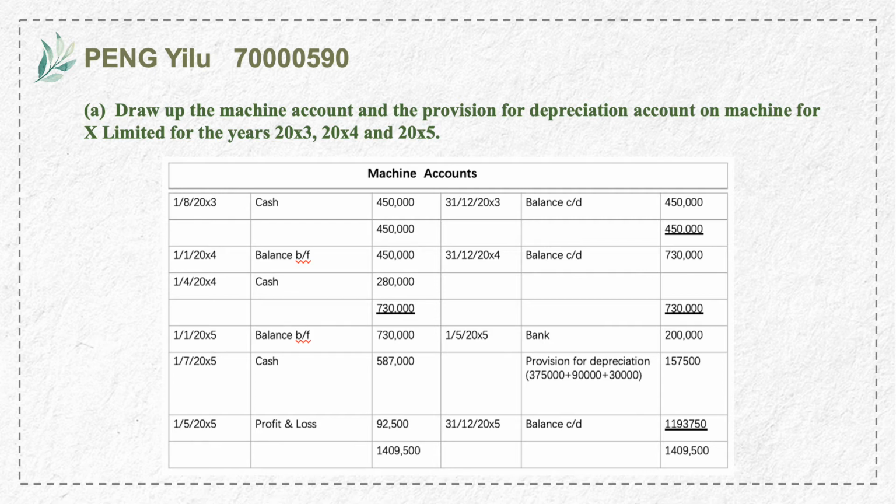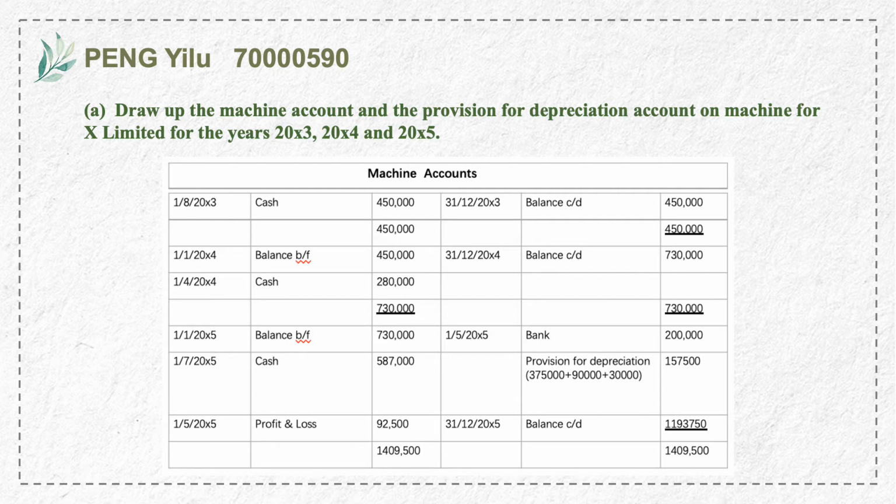And on 1st April, we bought a machine Z105. It costs 280,000. So we add them up, it equals 730,000. So on the right, we should write down the 730,000 on 31st December to balance carry down. On 1st January 2000 X5 year, we should write down the 730,000 to balance brought forward.